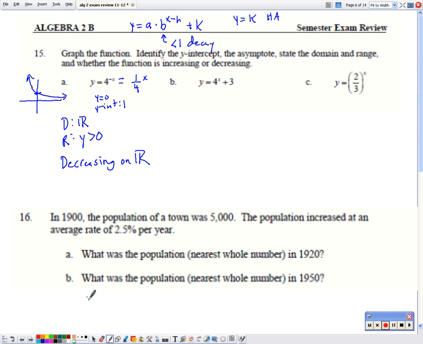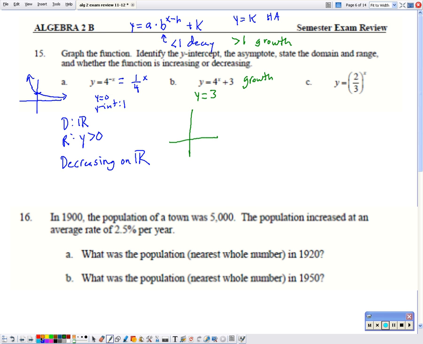Alright, letter B is y is 4 raised to x plus 3. Because our base is 4, we know that this is going to be a growth function. So greater than 1 base, it's going to be a growth. And here we have a k value of 3, so we know immediately that we have a horizontal asymptote at y equals 3.